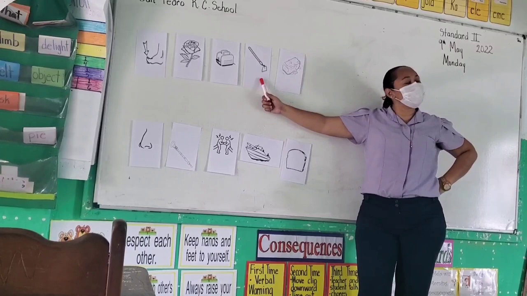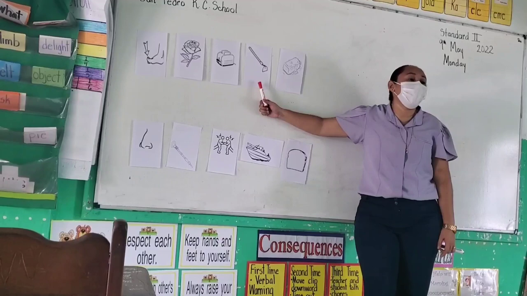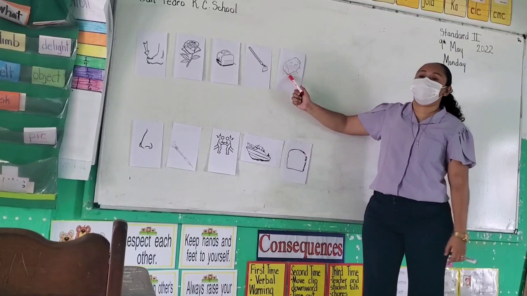Looks like a rake, but it's not a rake. Very good. Did you hear that? No? Hoe. What is it? Hoe. Again? Hoe. This one is easy. Again? So.